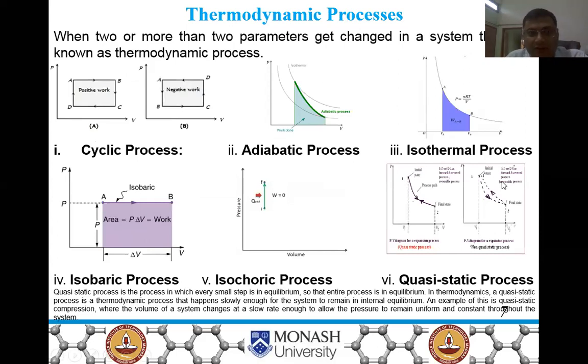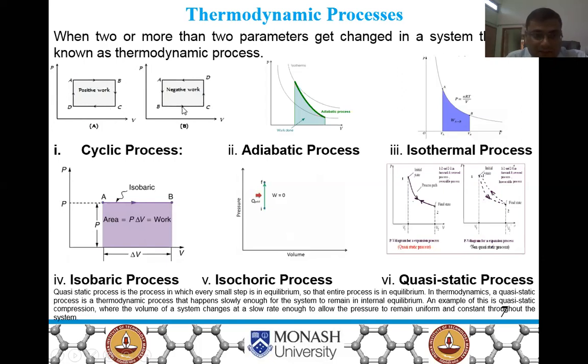Now, thermodynamic processes. When two or more than two parameters get changed in a system, then it is known as thermodynamic process. So we can see different types of processes in this slide. First is cyclic process. So we can see here A to B to C to D to A. This is one cycle, and it is clockwise. So it is doing positive work, because work is P delta V. So this is going in clockwise direction, so it is positive work.